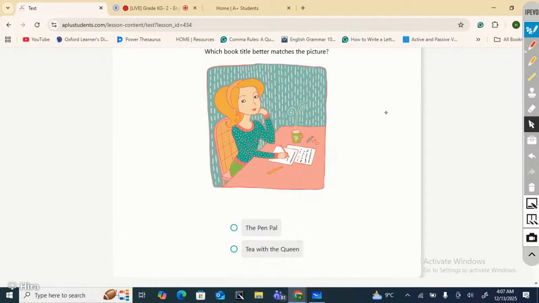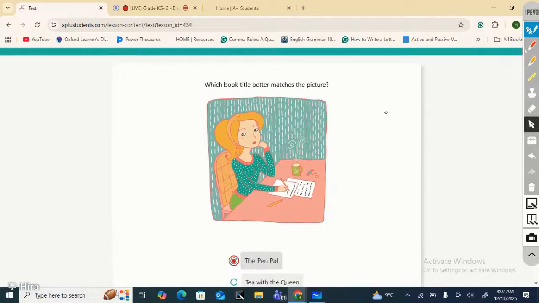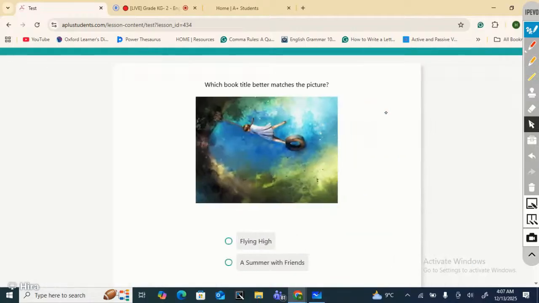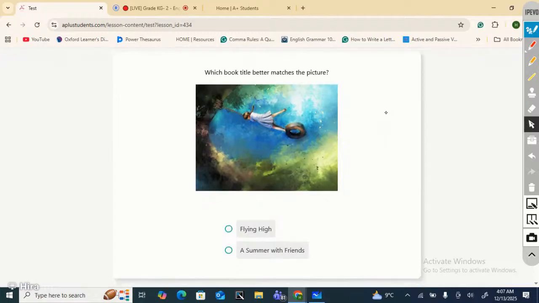Or Tea with the Queen. Does she look like a queen? Hmm? No, she is writing. So she may be writing to her pen pal. Yeah, this one better matches the picture. Next, Flying High or A Summer with Friends. Which book title better matches the picture?